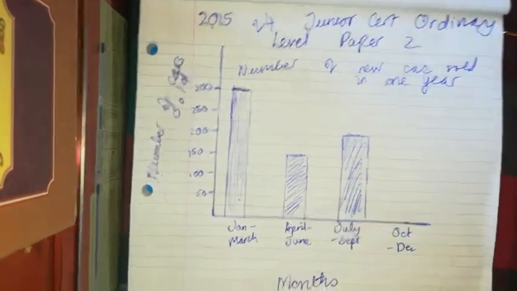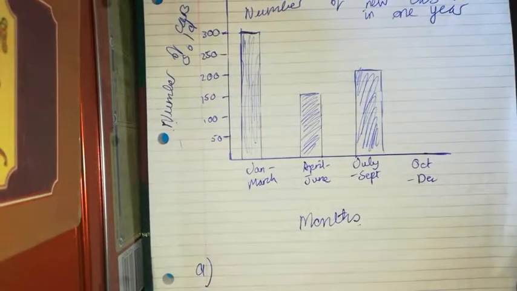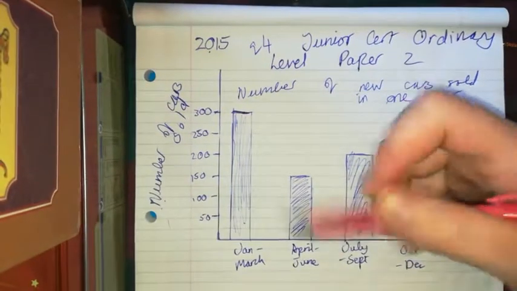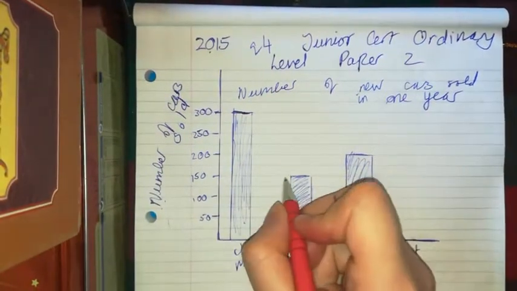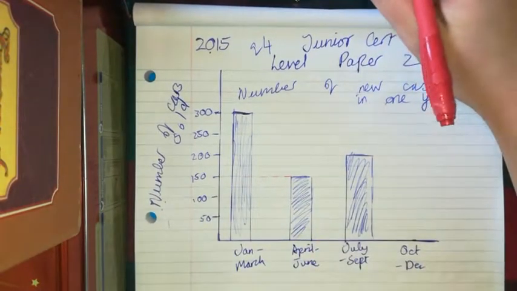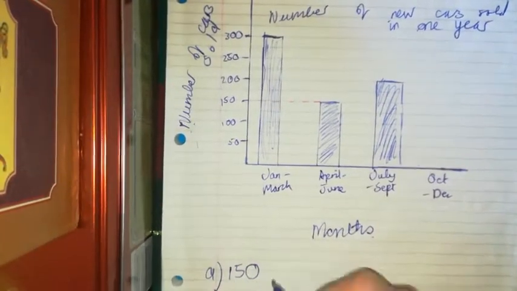So the first part A, is how many new cars were sold in the months April to June. So in the months April to June, I go to my April to June column, and then I go across to the number of cars sold, and I get that it was 150. So I would get 150.